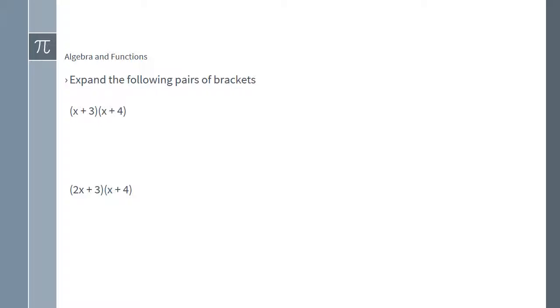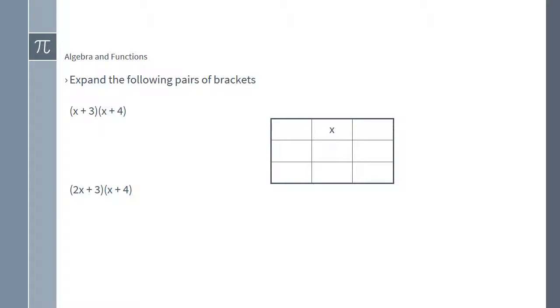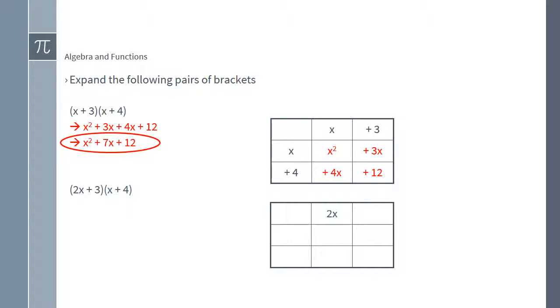Sometimes we don't just have x's in brackets, we have 2x's or some multiple of x. So in this example here, we've got x plus 3 times x plus 4. We use our table method we've seen before, and we can quite quickly work out that it's x squared plus 7x plus 12. In the second example down here, we have 2x plus 3 times x plus 4. So we end up with 2x squared plus 3x plus 8x, 4 times 2 is 8, plus 12. So in this case we end up with 2x squared plus 11x plus 12.